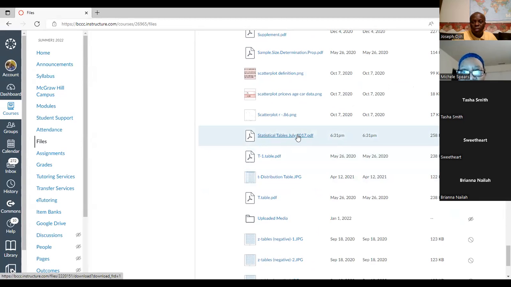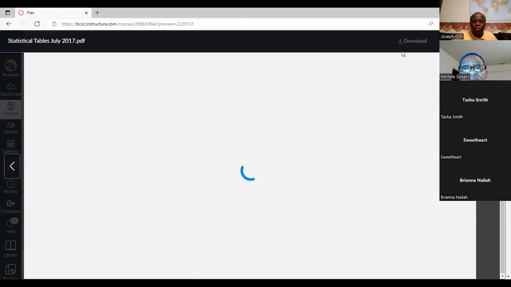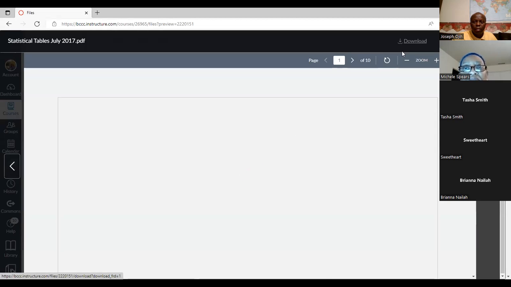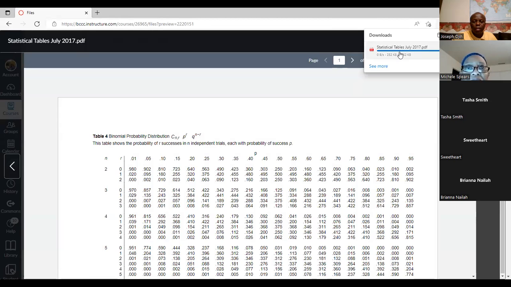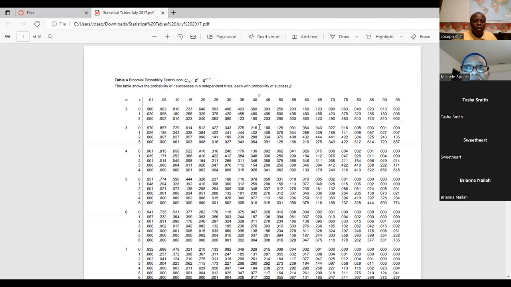This is the table we will be using. From now on, we'll be using this table. Please download it and print it out. It's downloading. Please download it and print it. You're gonna need it from now on. So we have a copy of it. Now I'm gonna show you how we can answer the same question that we did using this table.